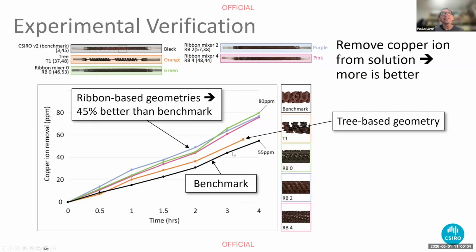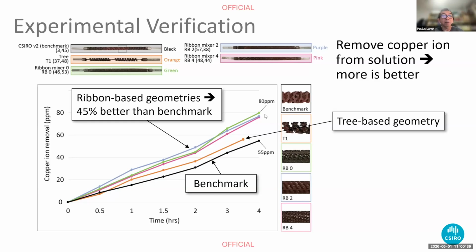So the benchmark is the one designed by humans, and this is already good to begin with, by the way. It's no slouch as a mixer. This is their performance. And the tree-based geometry that I just showed you can beat this benchmark by a small margin. But the ribbon-based geometry actually beat the human-designed mixers very easily. In fact, it performs 45% better in removing the ions.